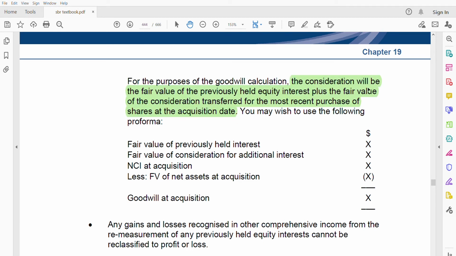The consideration will be the fair value of the previously held equity interest. That could be anything: associate, joint venture, financial instruments. Okay, first that fair value plus the fair value of the consideration that is transferred for the most recent purchase. Recent purchase means the second time that you have purchased. So you have to add both, and NCI also, less fair value of net assets at acquisition.